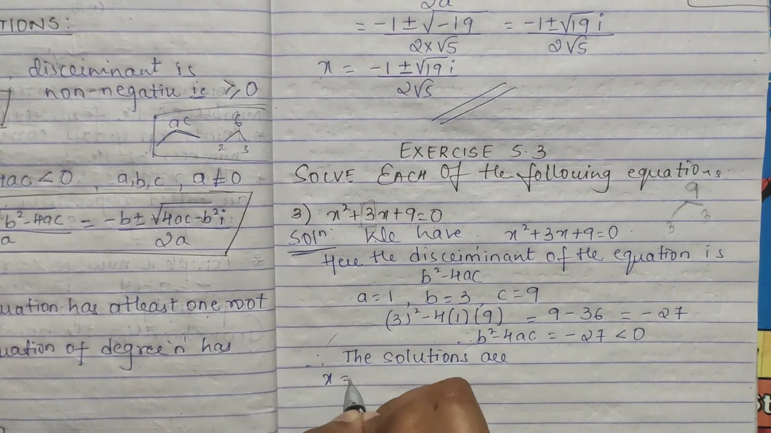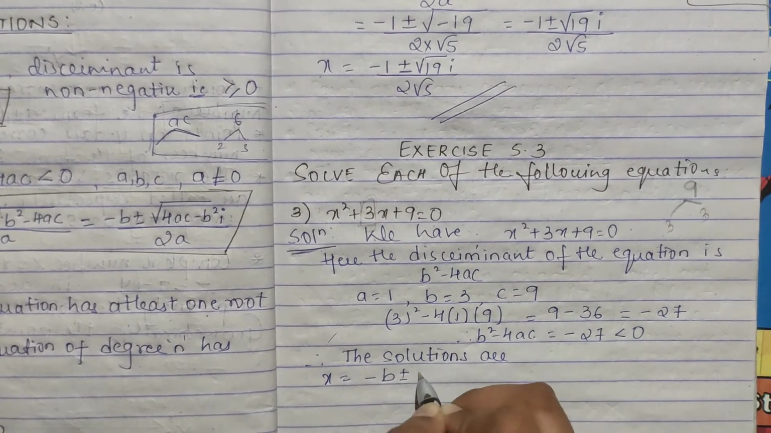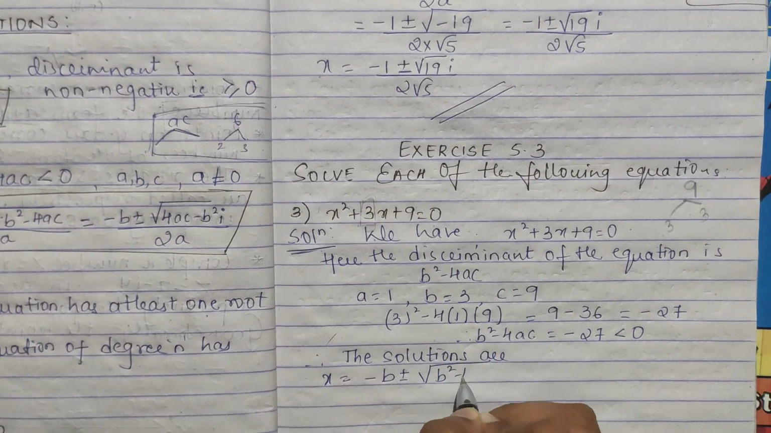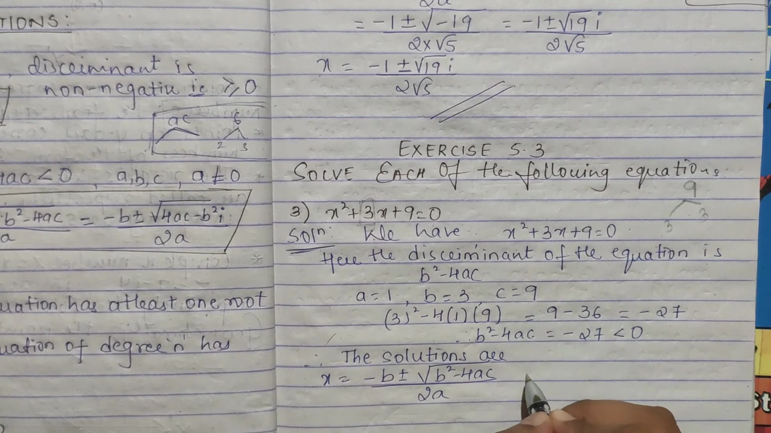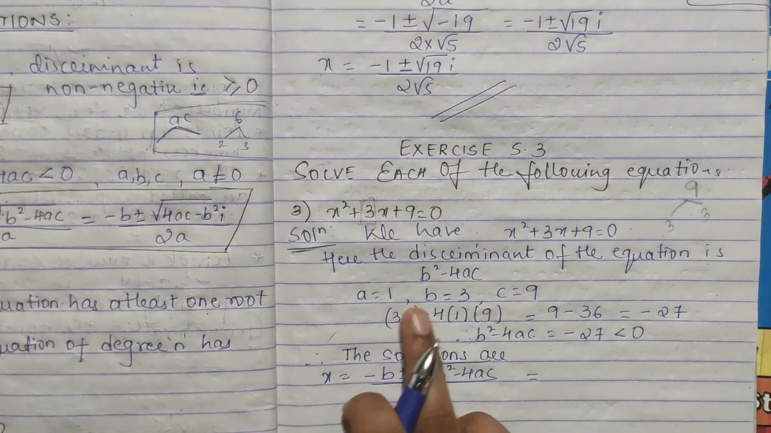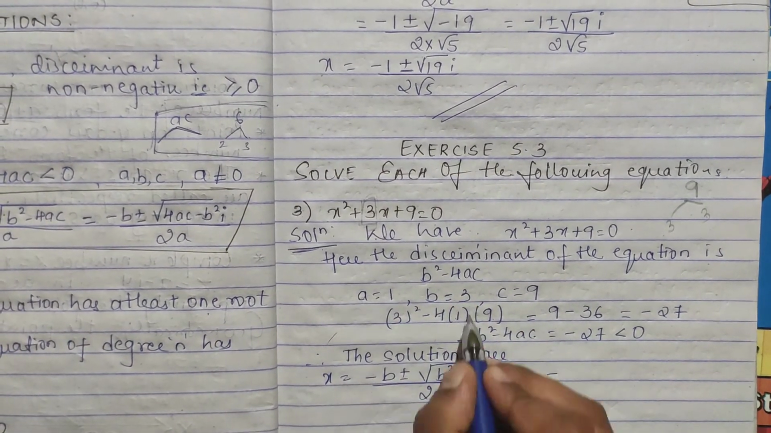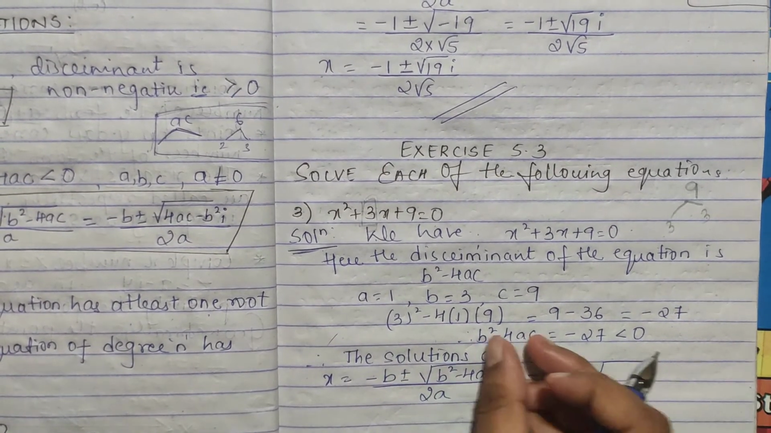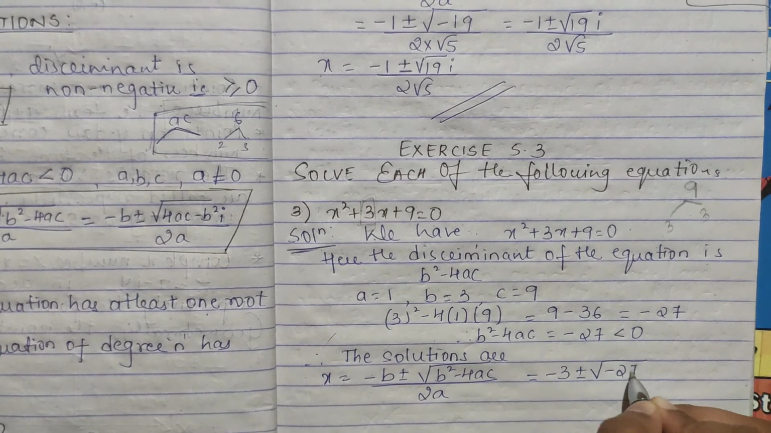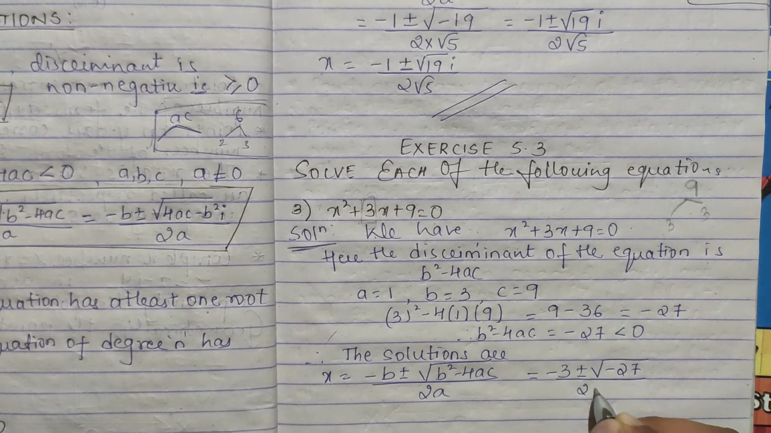Therefore the solutions are x is equal to, what is the formula? Minus b plus or minus root of b square minus 4ac, whole divided by 2a. Your b is 3, minus sign here, so it becomes minus 3 plus or minus root of b square minus 4ac, we have got minus 27, whole divided by 2, a is 1.